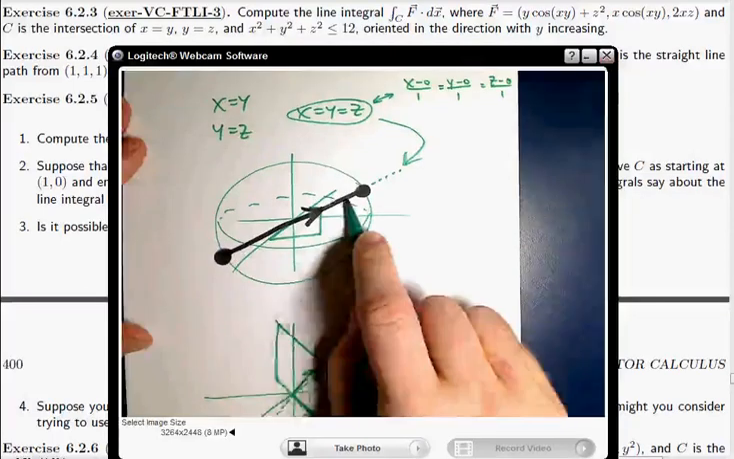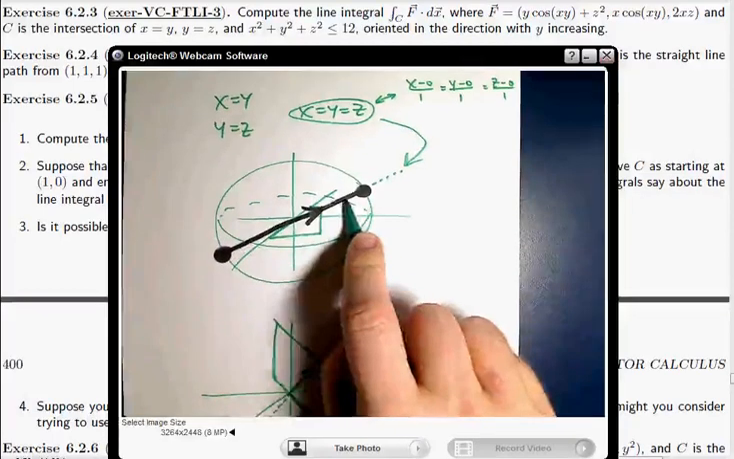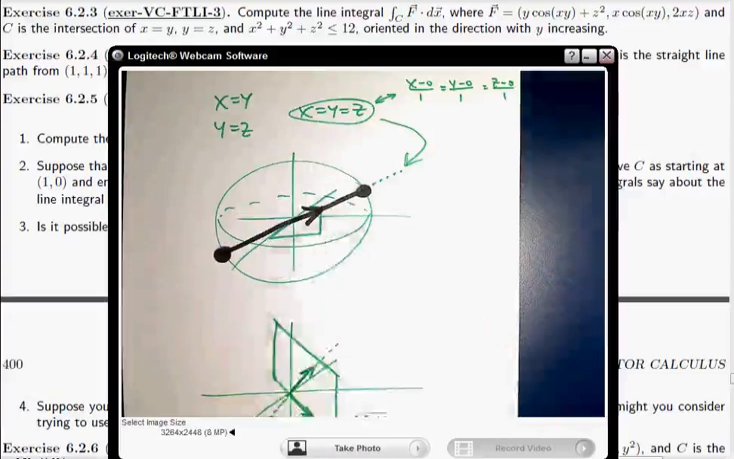Okay, so we've got this line segment. Are you good with this line segment now? Okay. All right, so we've got a very clearly defined curve now. We've got a vector field. We want to compute a line integral.